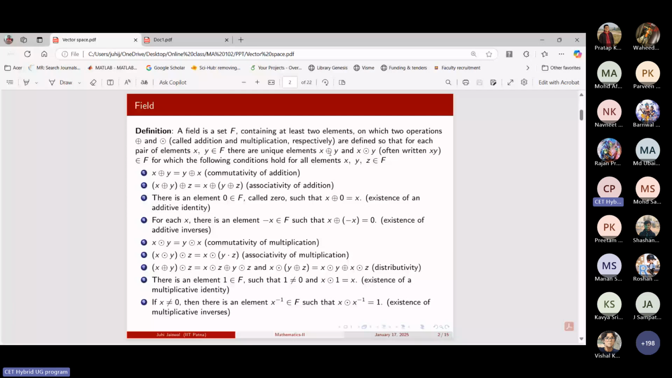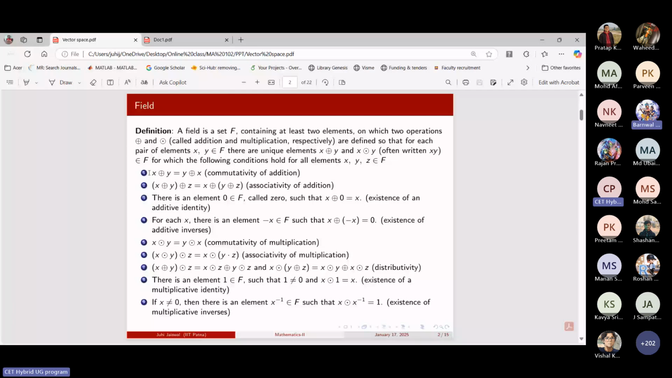their operational results, x plus y and x dot y, whenever x and y belong to that set, should also be in F. And whenever we take three elements x, y, z, then this set of 9 properties should hold. If this set of 9 properties holds, then we will say that F is a field with respect to these two operations, ⊕ and ⊙. Now what are these 9 properties? The first says commutativity of addition.